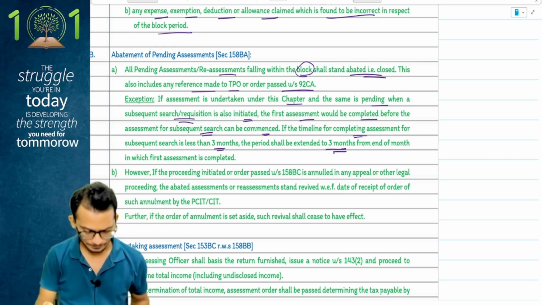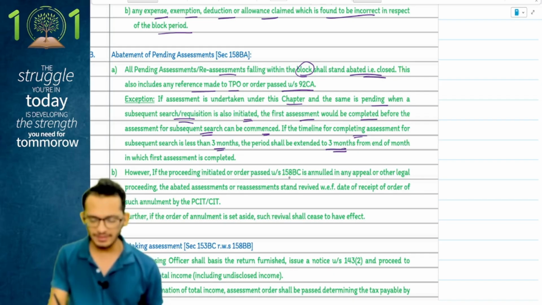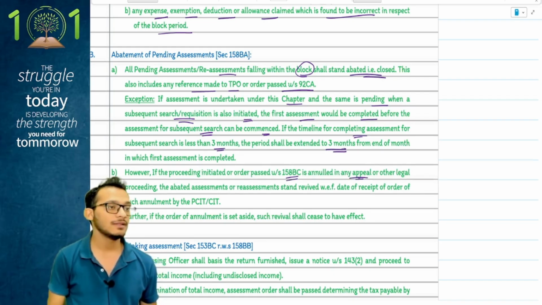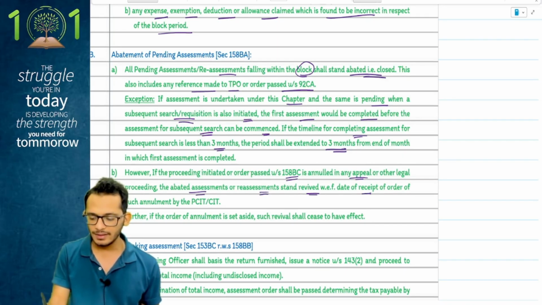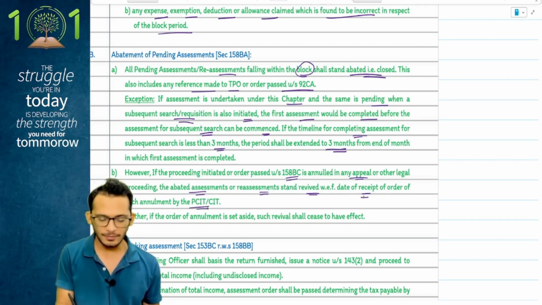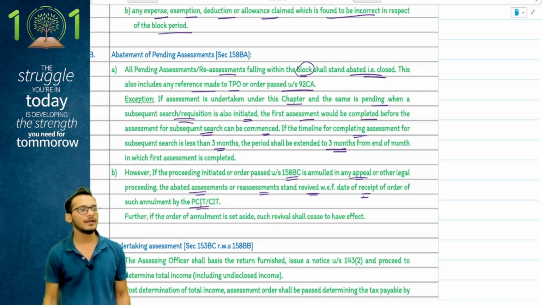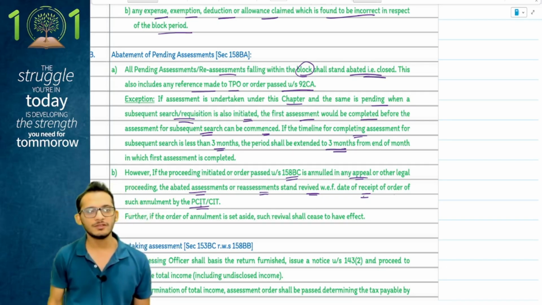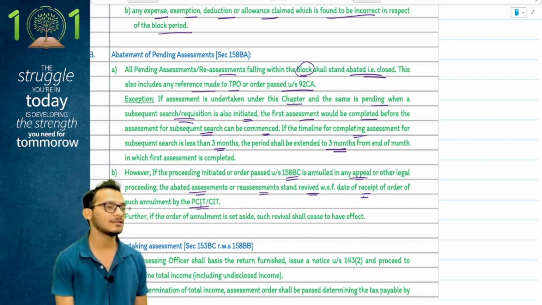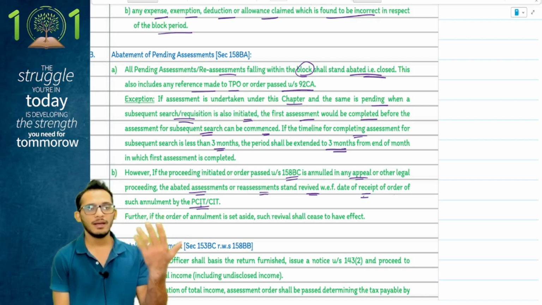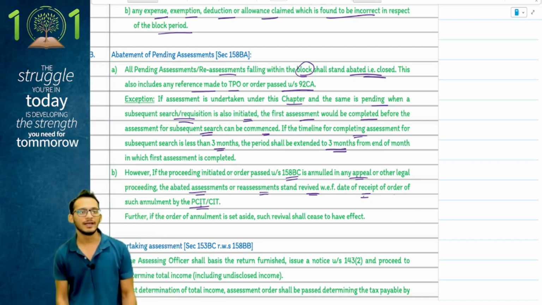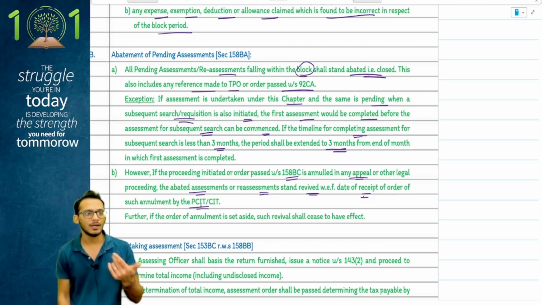Clear? Yes. Second. However, if the proceedings initiated or passed under section 158BC are annulled in any appeal or other legal proceedings, the abated assessments or reassessment shall stand revived within the date of receipt of the order of such annulment by PCAT or CAT. For example, I am now starting a block process, because of which my original assessments are invalid. Yes, but what happened? The person who was starting the process did not give me proper notice, and therefore I filed a writ petition and came and said, sir, the raid itself is invalid, please close the raid off. Luckily, the court also allowed it.